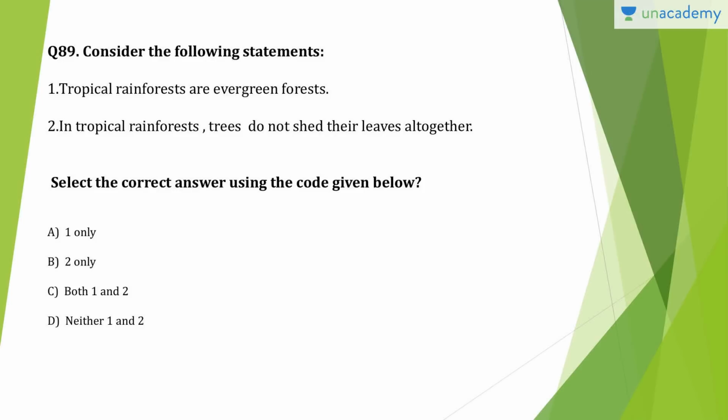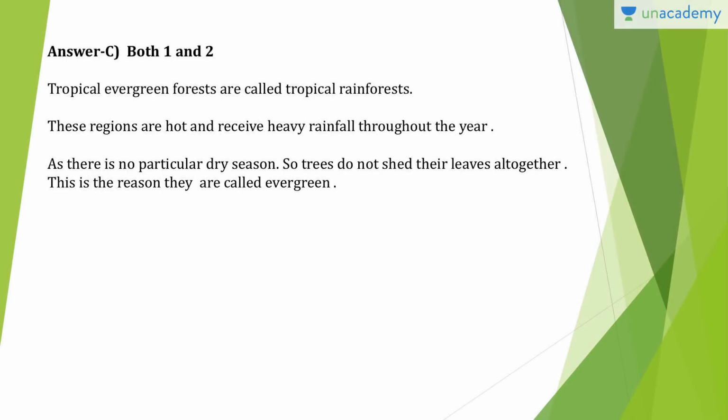Question number 89. Consider the following statements. Tropical forest, rainforests are also called evergreen forest. Yes, because they do not shed their leaves all at the same time, unlike those in the deciduous forest. In tropical rainforest, trees do not shed their leaves altogether, because trees are always there, and that is why the trees have a greenish appearance, and that is why the forests are called evergreen forest. That is, there is no way that a forest will have a plant which is completely bald. Usually it does not happen. So tropical evergreen forest are also called tropical rainforest.